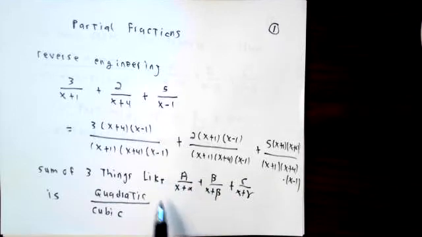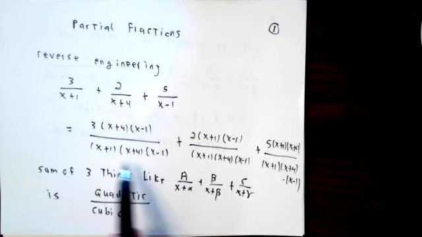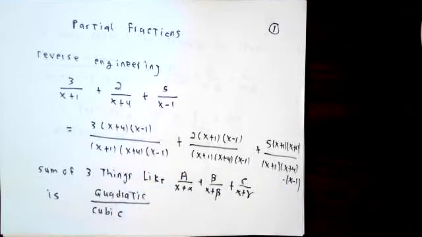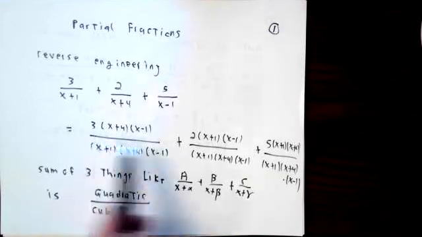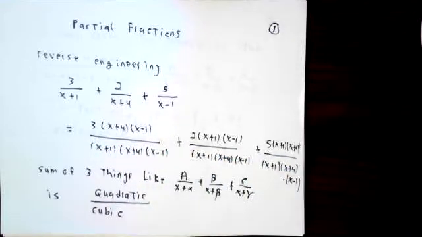If I add together three things like this, on the bottom of the fraction, I'm going to have a third-degree polynomial, a cubic, while on top, altogether, I'll have a quadratic or lower degree, depending on the details.